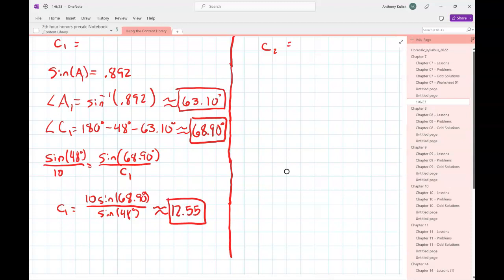Triangle 2, the only tricky part is how to start this. So the first angle we solved for was A. So the first angle we're going to solve for in triangle 2 is going to be A. And here's the trick. Angle A in triangle 2 is going to be the supplement of angle A in triangle 1.